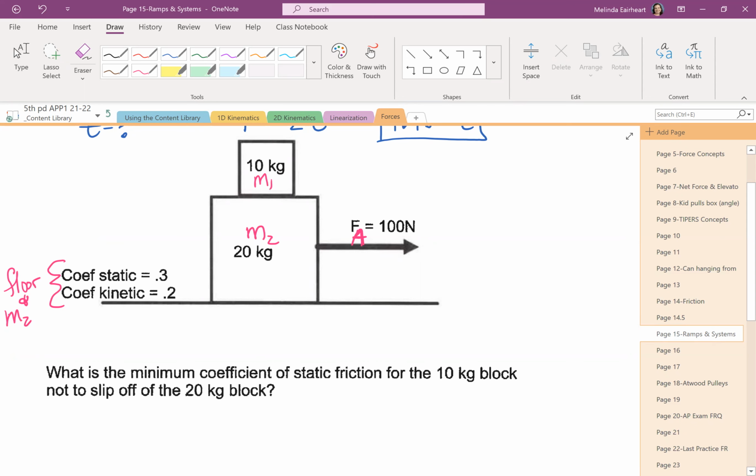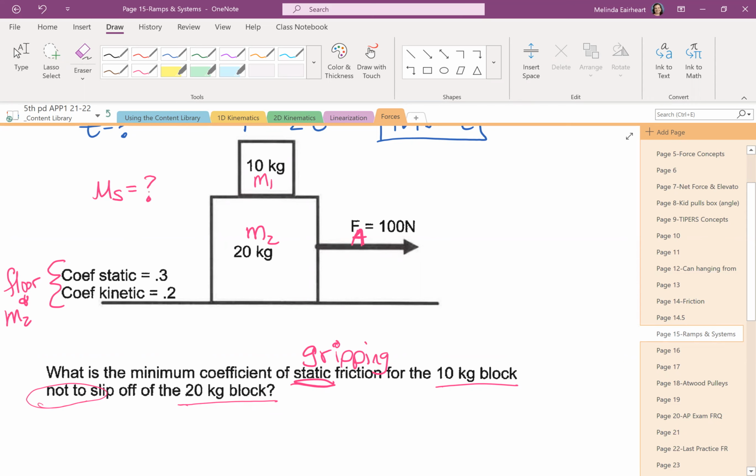What is the minimum coefficient of static friction, aka gripping friction, for the 10 kilogram block not to slip off the 20 kilogram block? They didn't mention the floor at all, so the answer is not 0.3. It may be, but we're going to solve for it. And so we're looking for this coefficient between the blocks. Now we don't know what they're made of, and that's okay. We're not going to just look it up. We're going to use our forces.